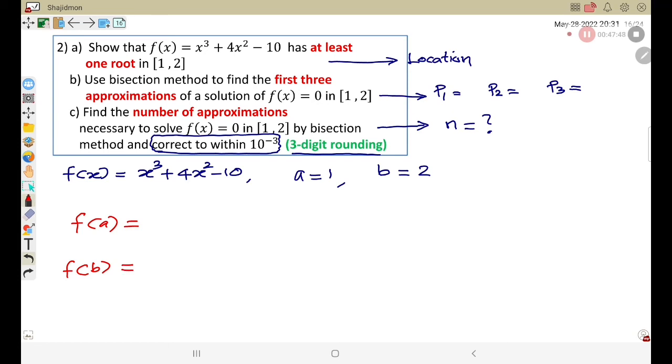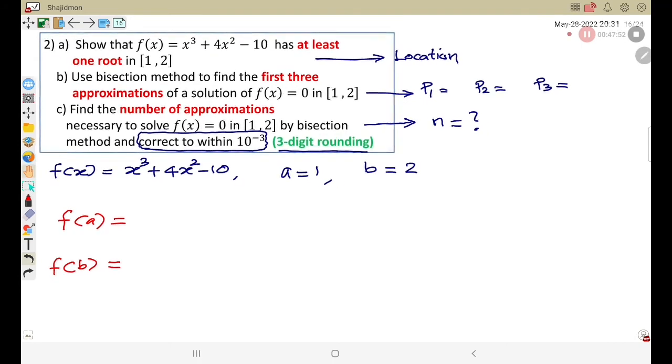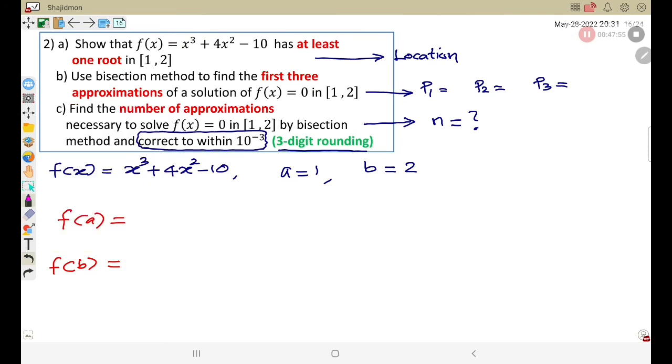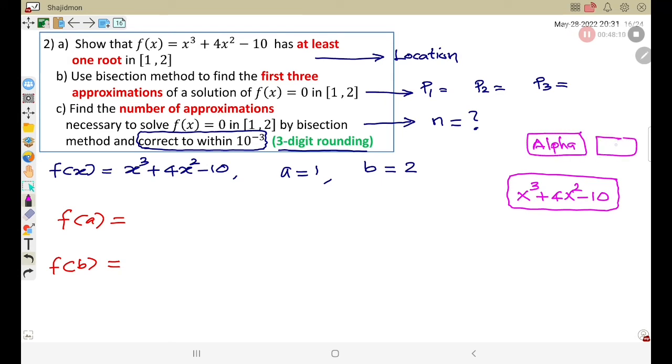Now you know how to calculate f of a and f of b. Only use the calc button. Don't forget that short idea. First enter x power 3 plus 4x power 2 minus 10 in your calculator using the alpha button and the bracket button, because x is here. After that, just press the calc button. The calculator will ask what is your x number. First x number is 1, then press equal to.